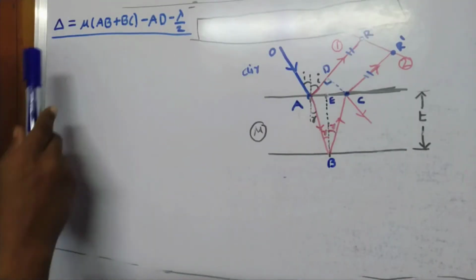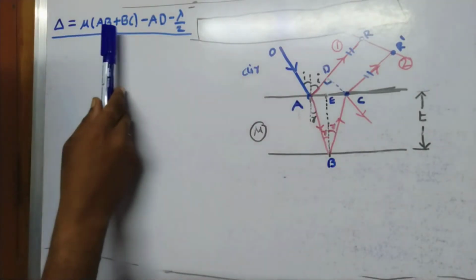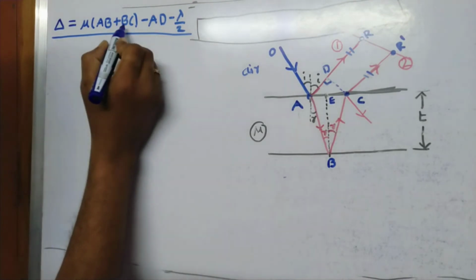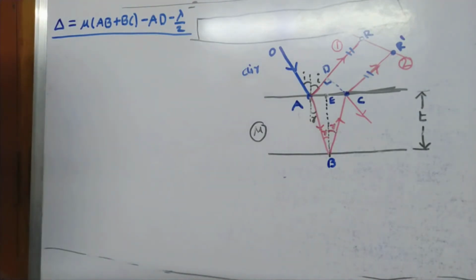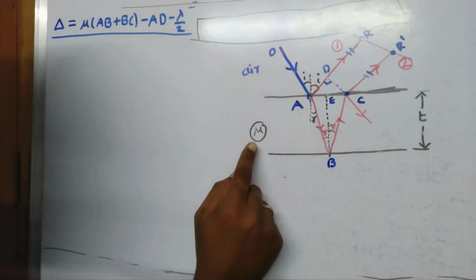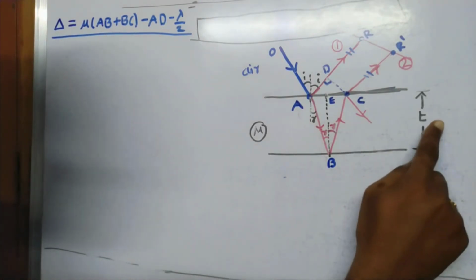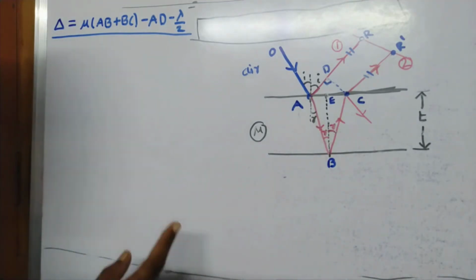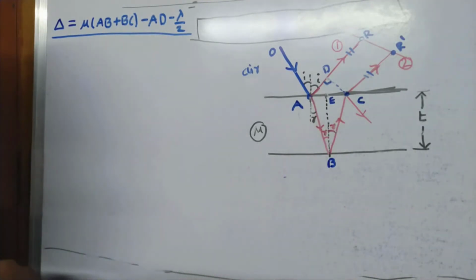The path difference delta is equal to mu into AB plus BC minus AD minus lambda by 2. So here we have to find what AB, BC and AD are. The known factors are mu, the refractive index of the film, the thickness of the film, and the angles. So you have to derive AB, BC, AD values in terms of these known values.